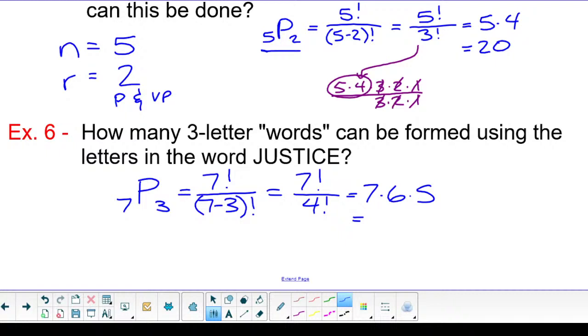Abby. 210. There are 210 words. But one of the words is SJT, right? Like it's not an English word, it's just a word. What language is it? Math.